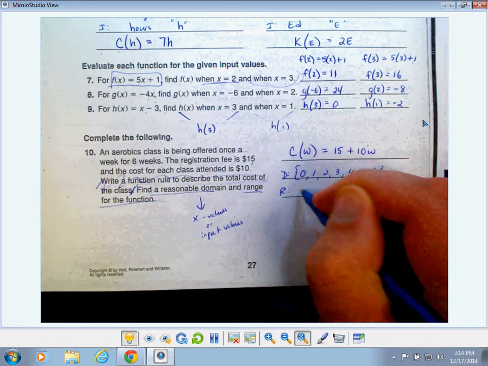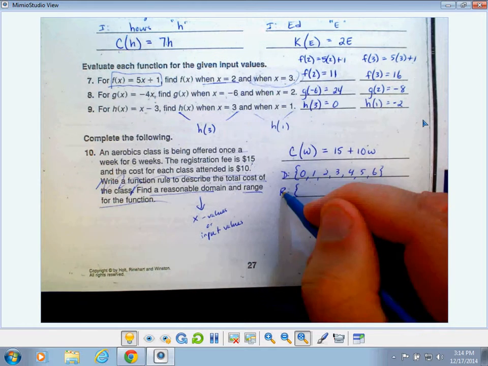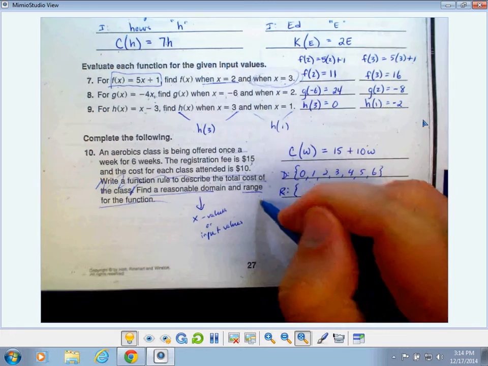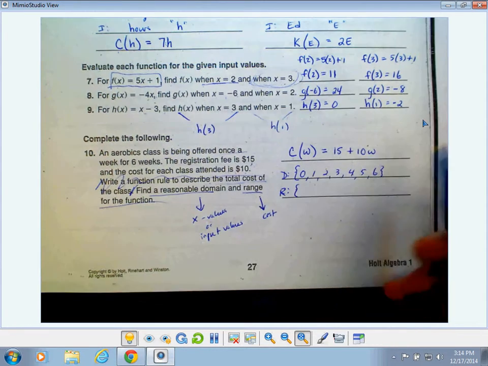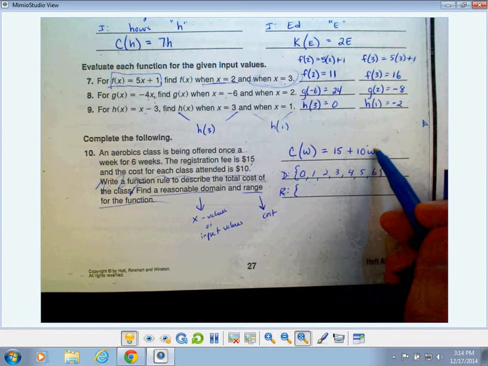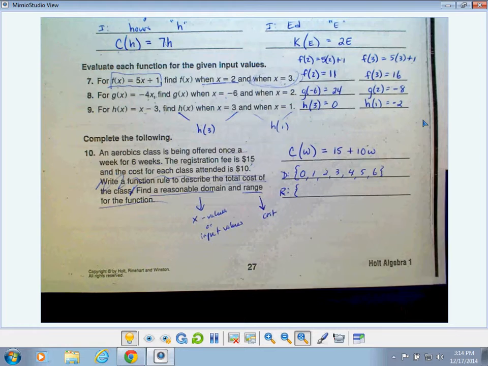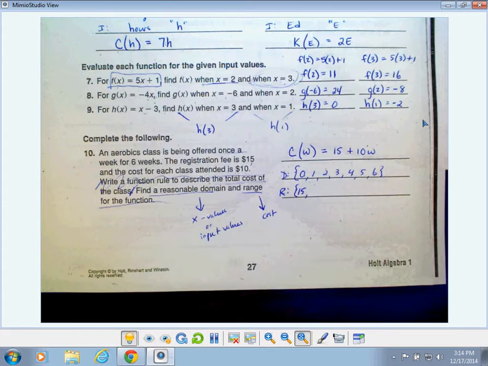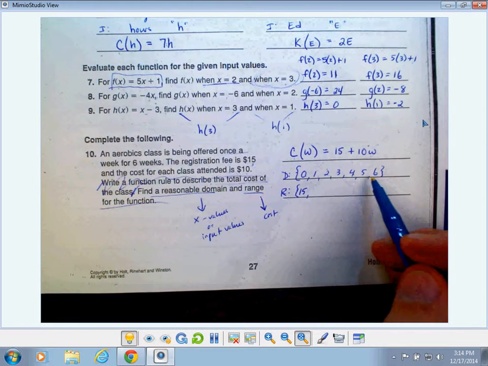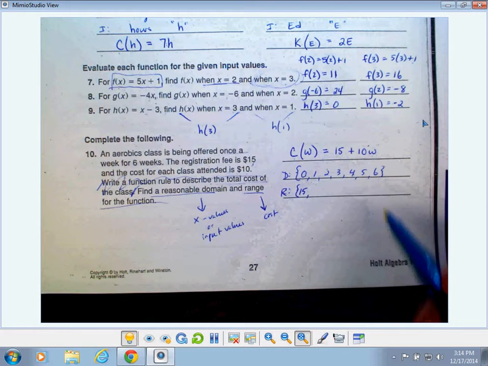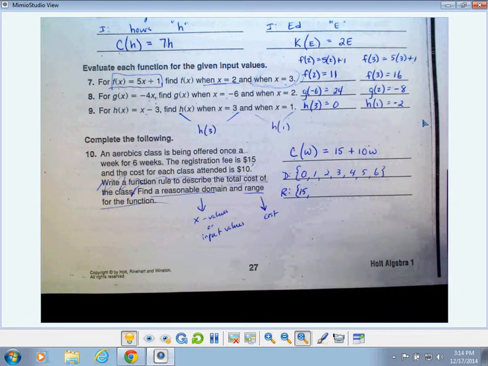Our range is about the same idea. It's a little more complicated. But range is the values you would get for the cost, right? The dependent part. So if you think about it, what if you went 0 weeks, what would the cost actually be? Well, if you put 0 in here, it would be 15 plus 10 times 0. This is 0. So really, the cost for 0 weeks is $15. And you can repeat this for each one of these inputs, and you'll have answers for each one. And then eventually, you'll reach a maximum cost, which would be the cost for up to 6 weeks.